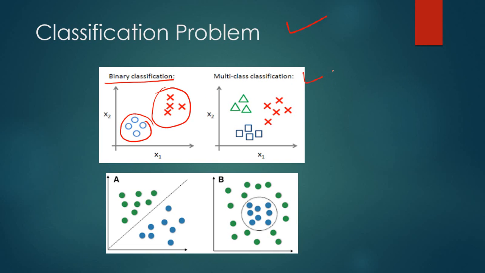Whereas it could well be a multi-classification as well. So you can have multiple classes to be classified. We have got triangles, we have got squares, we have got crosses, and that's a multi-classification problem. Similar to what we learned in regression, classification problems can also be of linear and non-linear type. So this is a linear classification and this is a non-linear classification. If you can classify something completely with a straight line, that's a linear classification. Whereas if it is not a straight line classification, it is considered a non-linear classification.